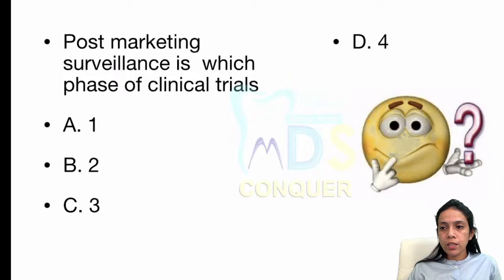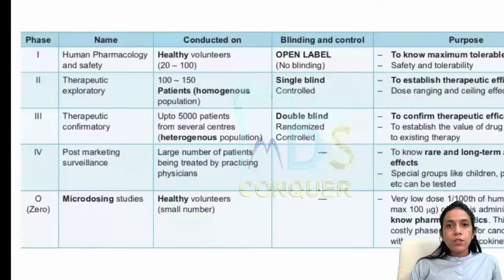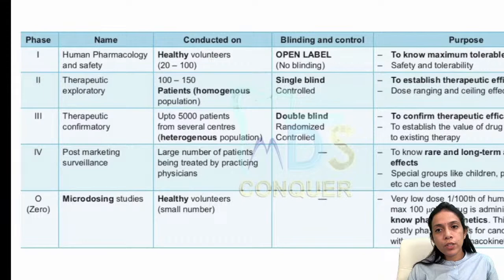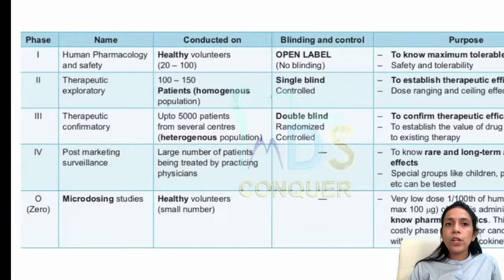So very good, students. It's D. So here is the explanation for that. This table is quite important. It is covered in your smart videos also. Phase 1 is human pharmacology and safety. Phase 2 is therapeutic exploratory. Phase 3 is therapeutic confirmatory, and post-marketing surveillance. You have to have an idea of this table from A to Z. Okay, I hope it's clear.